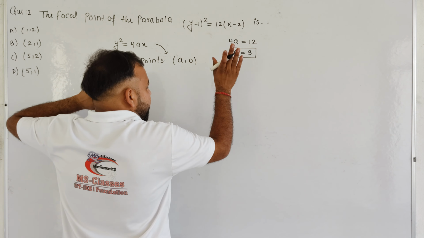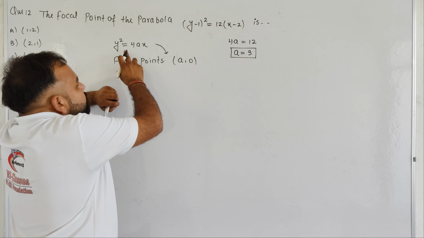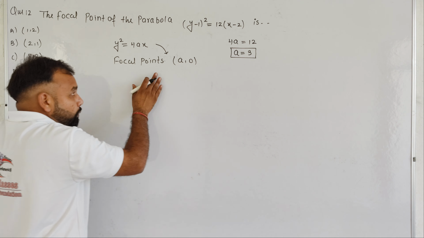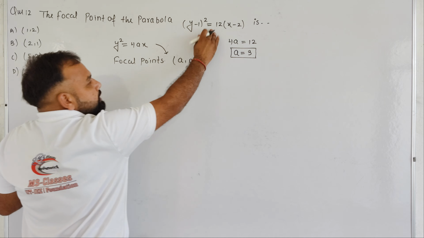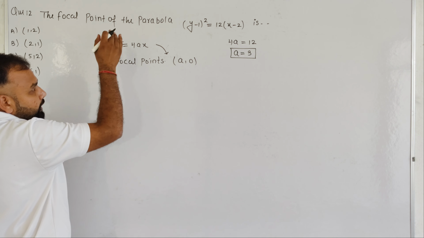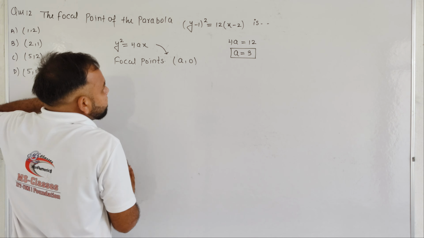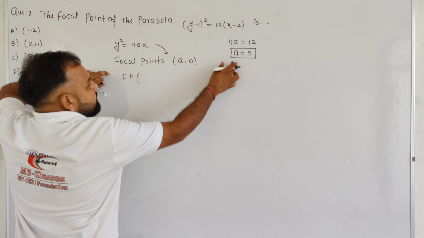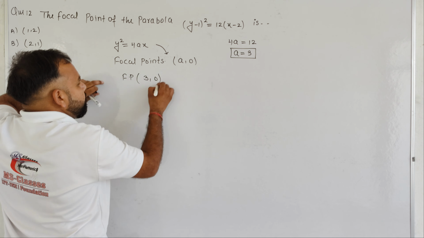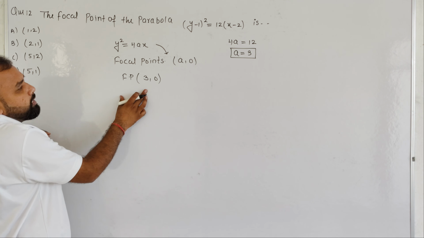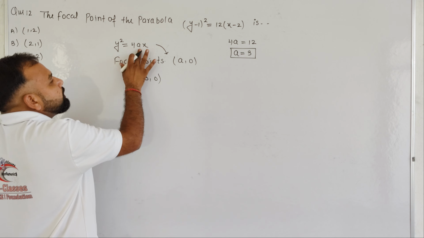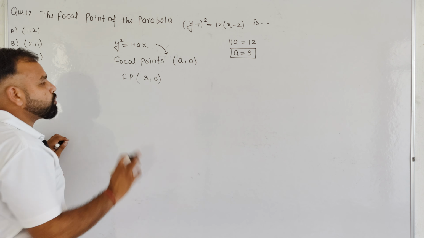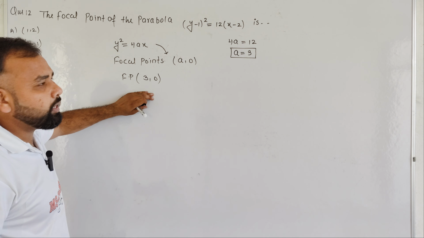But student, a is equal to 3. So (3, 0) is not a focal point of this parabola. Let us consider that the focal point is this one. A is replaced by 3, so the focal point is (3, 0). But this (3, 0) is the focal point only if 4a is replaced by 12 in that equation. So student, this is not an answer.